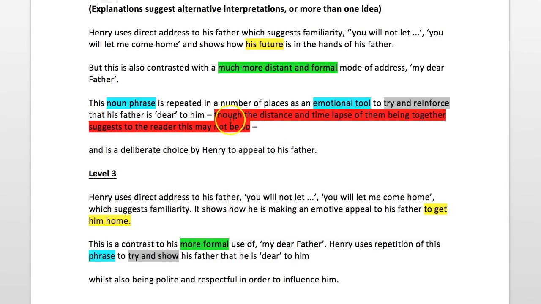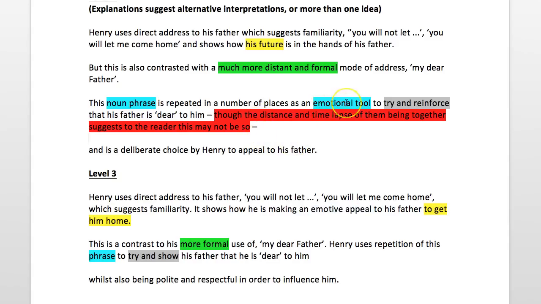We can see the extra information about this. So it's an emotional tool. It's trying to reinforce something earlier. In this example, the student has just said, oh, sorry, here we are. That's the equivalent of an emotional tool, but it's not just to get him home here. It's to show how dear his father is to him, how much he loves his father. We'll look again at how that point is developed.